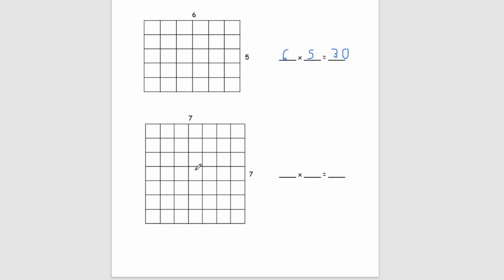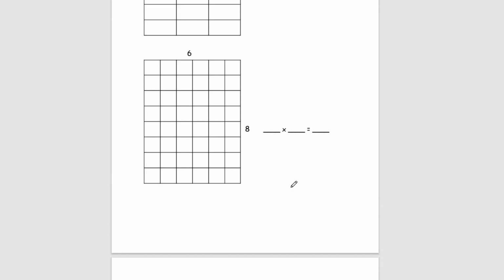And for this next one, here we have 7 and 7. So we already know that we can just put in 7 and 7 right here. And to break it apart, we can just count 7 7 times. So 7, 14, 21, 28, 35, 42, and 49. So we get a 49 right here.